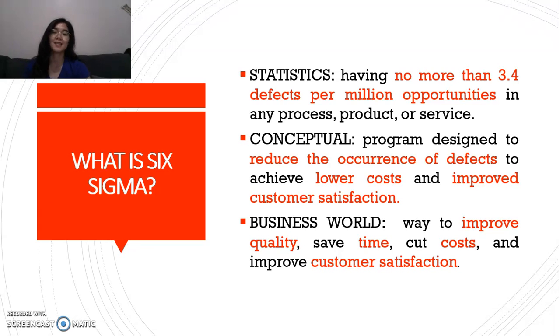So, what is Six Sigma? According to statistics, it's having no more than 3.4 defects per million opportunities in any process. Conceptually speaking naman, it's a program designed to reduce the occurrence of defects, to achieve lower costs, and improve customer satisfaction. And in the business world, it is a way to improve quality, save time, cut costs, and improve customer satisfaction. In fact, this has been used by various businesses like Motorola in order to improve their business operations.